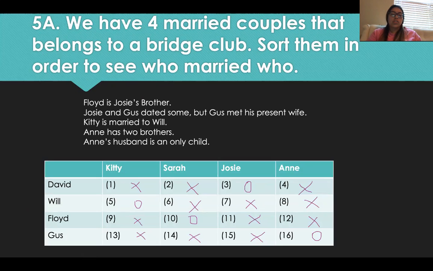Our first clue is telling us that Kitty is married to Will. So we place a circle for Will because she is married to him. That's our first clue that's already given to us. So that makes David, Floyd, and Gus, she can't be married to them because she's already married to Will, so we place an X. And we go ahead and place an X for Will for Sarah, Josie, and Annie because they cannot be married to the same person.